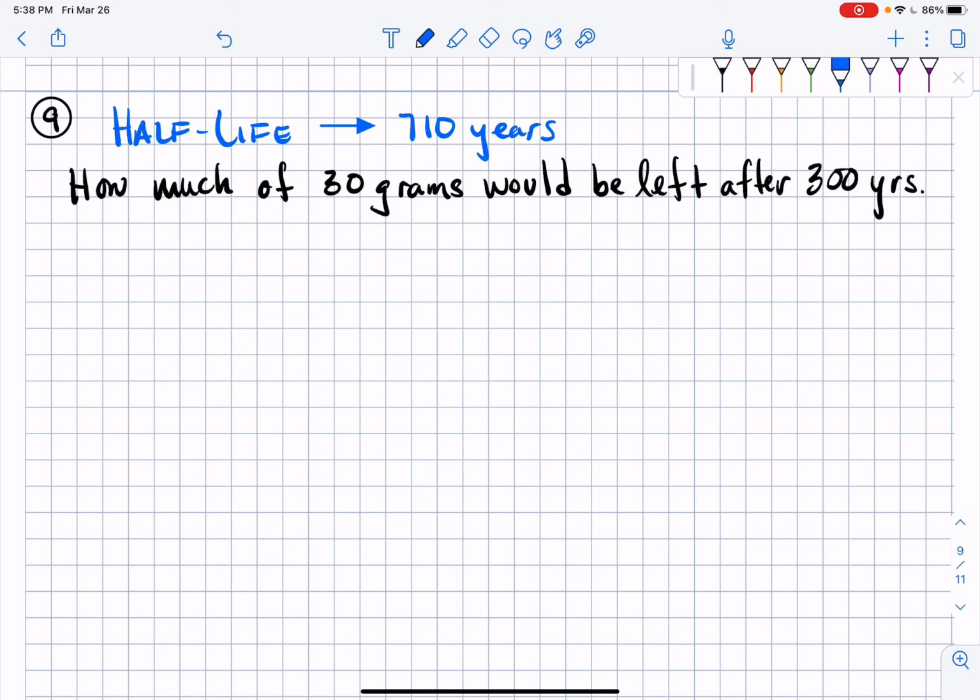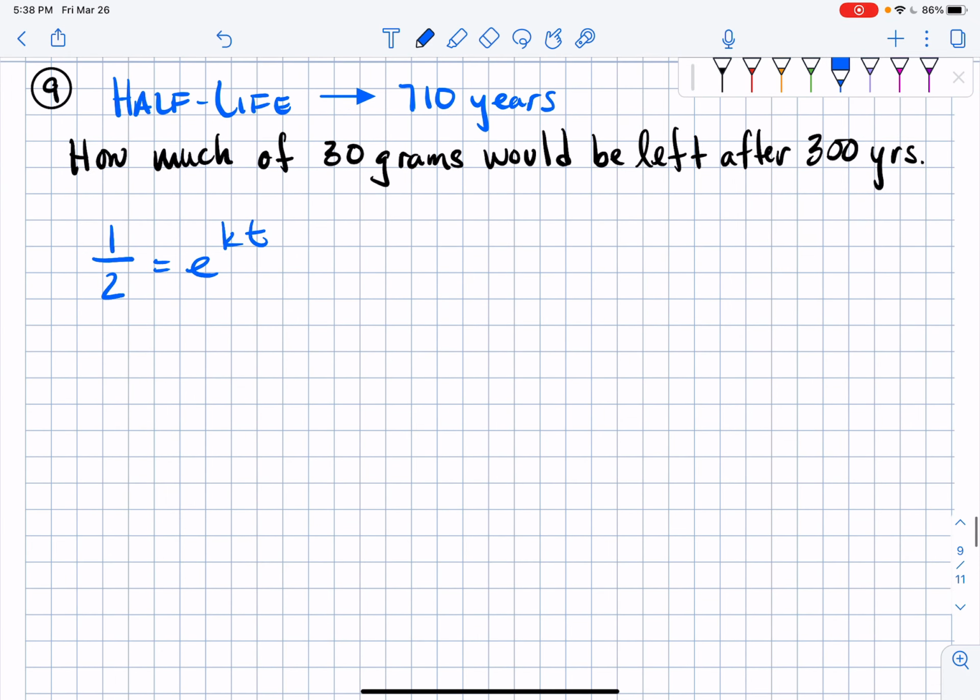And we came up with this formula for half-life, which was what? 1/2 is equal to e to the kt. So with that being said, let's plug it in. It's 710 years, so the only thing that's missing is the k, which is exactly what we need. We need to know at what rate it decays if the half-life is 710 years. So that means I got 1/2 is equal to e to the k times 710.